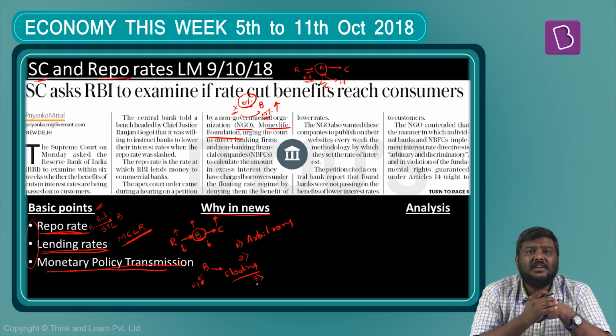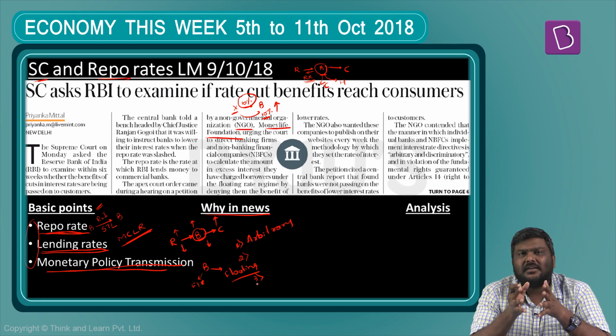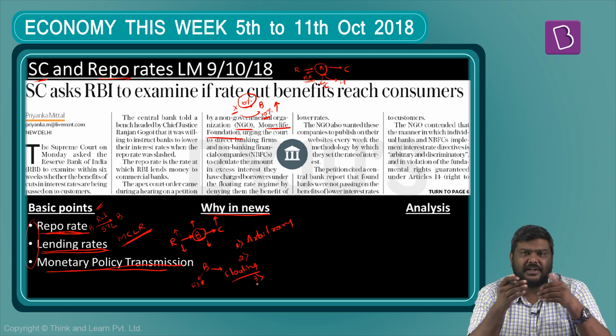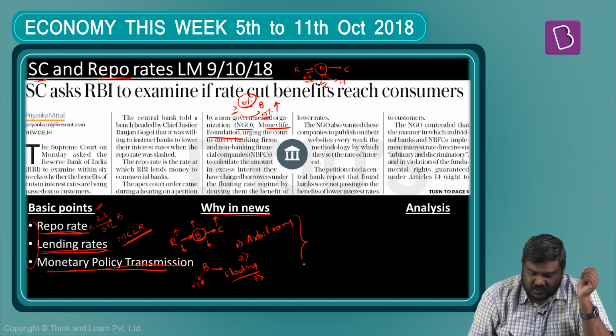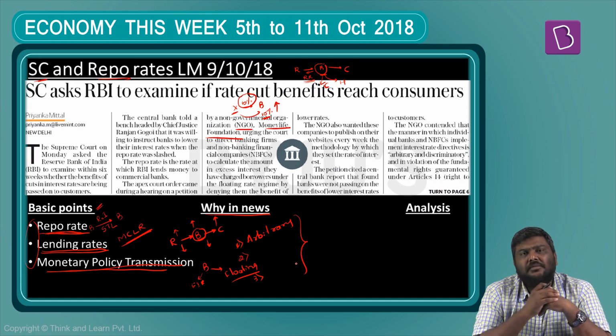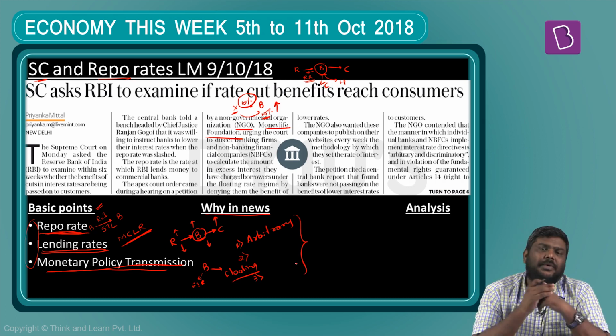So this particular foundation says, henceforth there must be transparency in the determination of the lending rates. On what basis? In what way? The foundation says that any bank which decides its lending rate should publish the methodology as well as the latest lending rate on their website. These are some of the arguments put forward by this particular foundation in the Supreme Court.